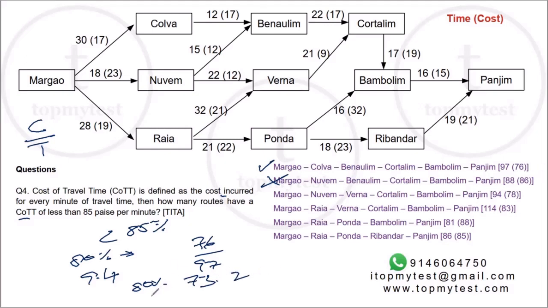Right. And 5% value would be 4.7. So definitely 77.9. 76 is less than 77.9. So third one also satisfies. First satisfies, third satisfies. Okay, what else is there?